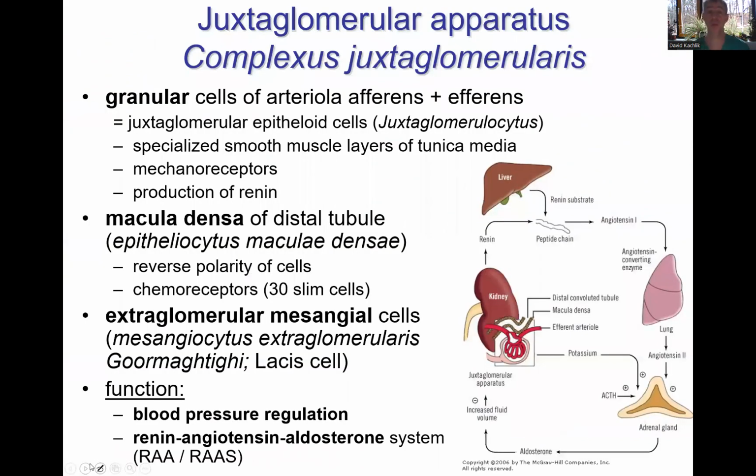And finally, we come to the juxtaglomerular apparatus. As I said, juxta means close by. So it is formed, as you can see here, by the distal tubule.